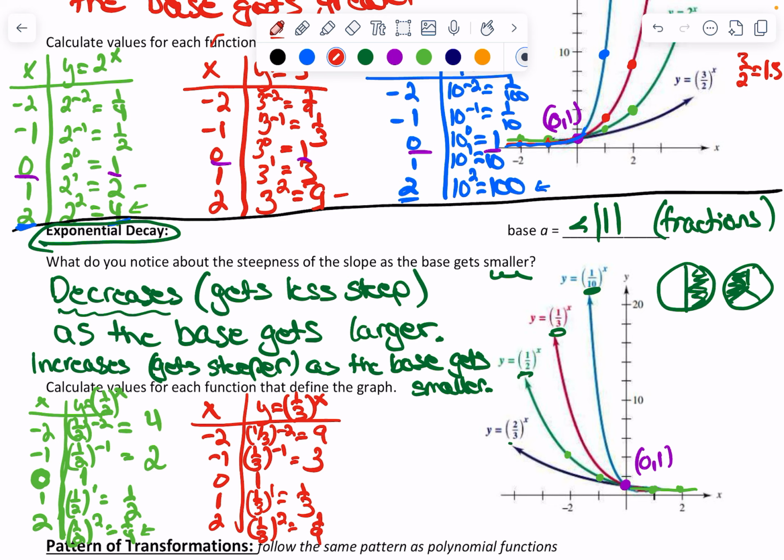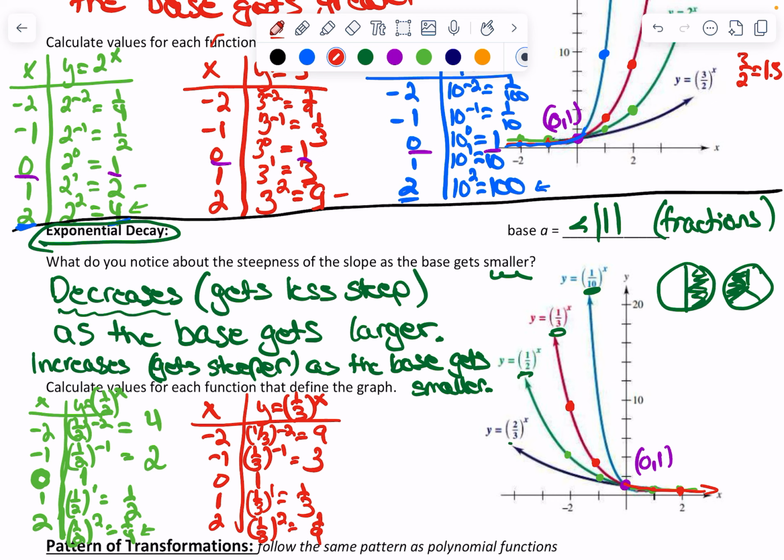Okay, -2 and 9 is going to be right here, -1 and 3 right here. And then again, it gets closer and closer to the x-axis here.